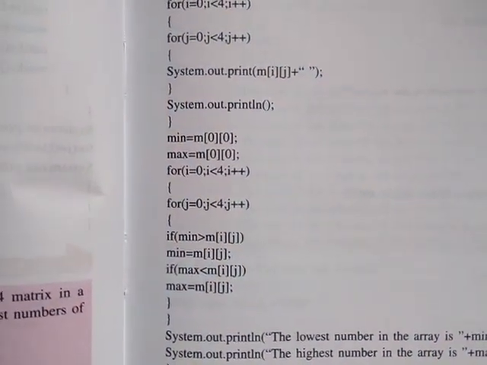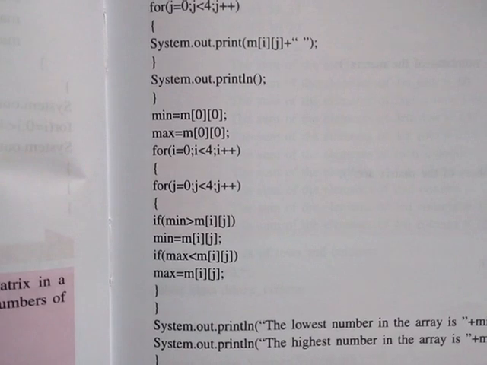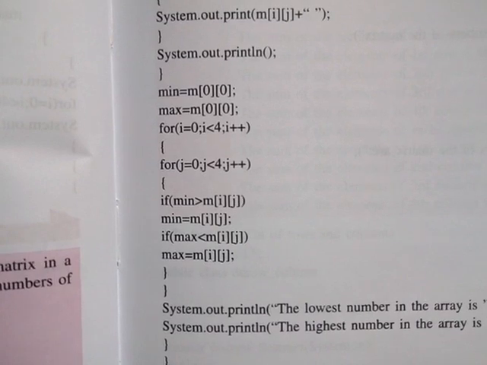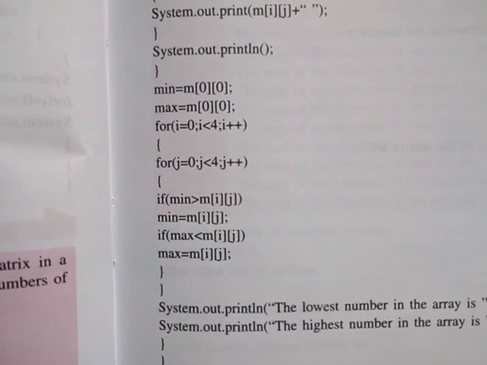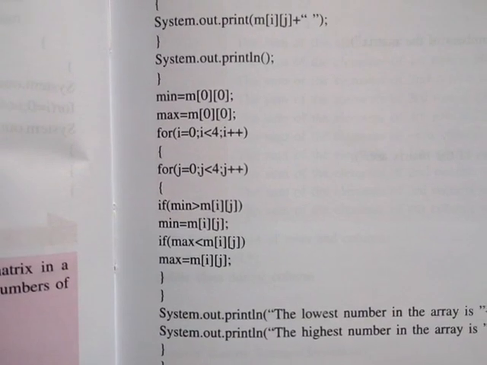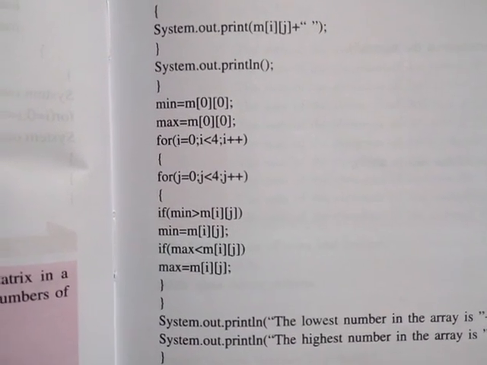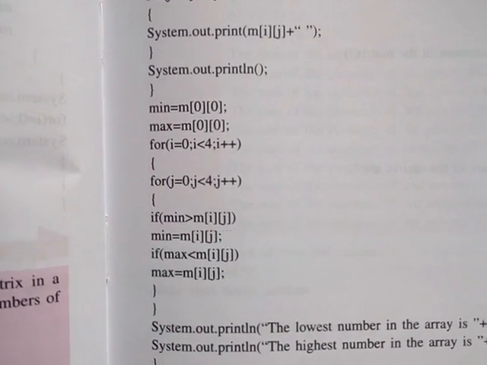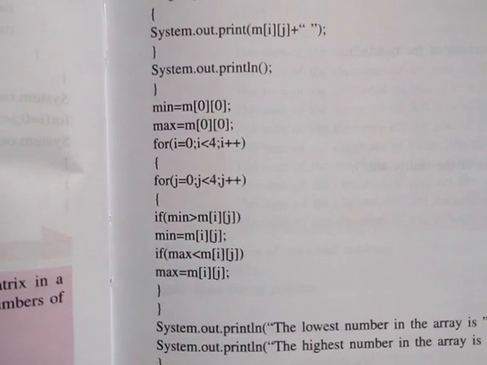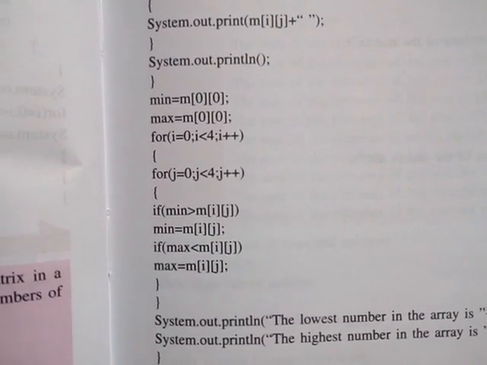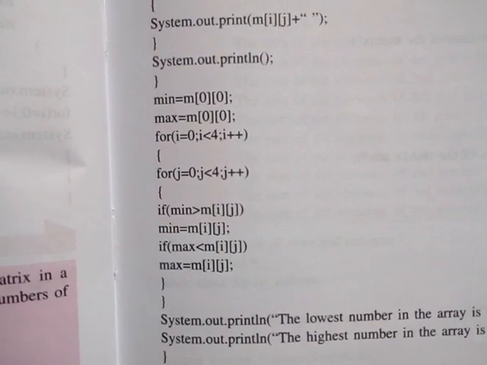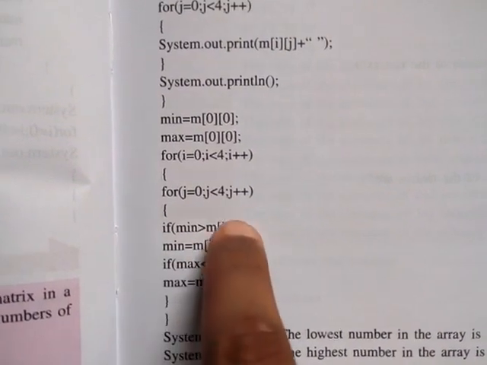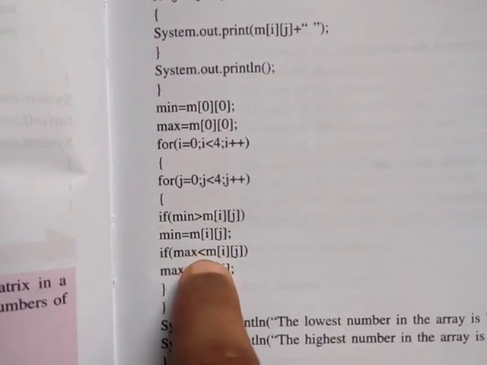Okay students, so that is why min equal to m[0][0] and max equal to m[0][0], and then the comparison. If min is greater than m[i][j], obviously the first time it wouldn't be. Then j plus plus, j equal to 1, m[0][1], that means the second element of the array, stored in the 0th row but first column. That value will be compared. If that value is smaller than min, then that value will be entered in min. See, min equal to m[i][j]. Understood?